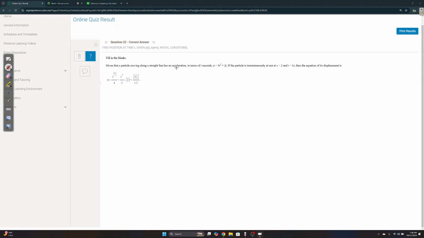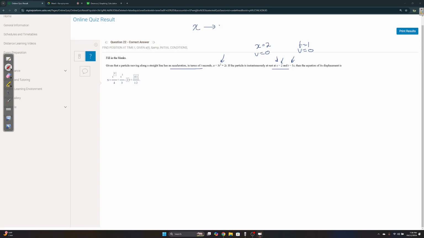Given that the particle is moving along a straight line has, oh, I hate this question. Acceleration is 3t squared plus 2t. If the particle is instantaneously at rest at x equals 2 and t equals 1, what is the displacement? Okay, they're saying at x equals 2, that means x equals 2, v equals 0, and then t equals 1, v also equals 0. Okay.